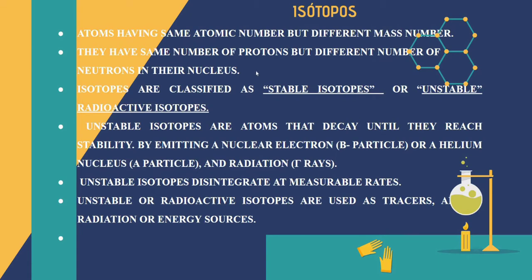So we know that hydrogen has 3 isotopes.